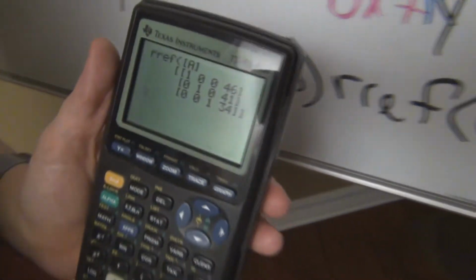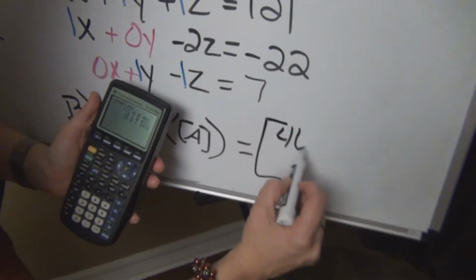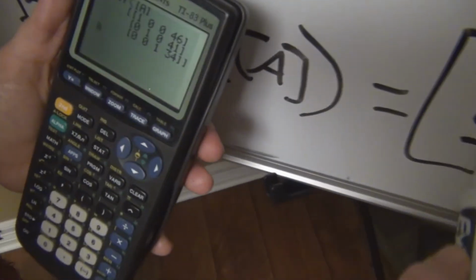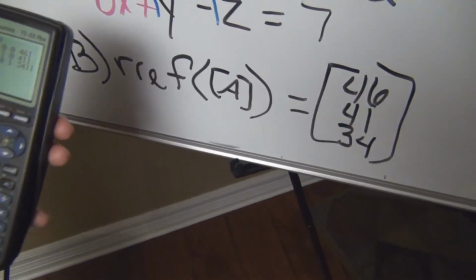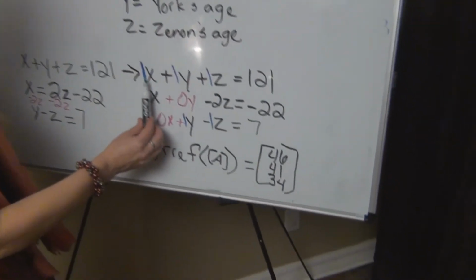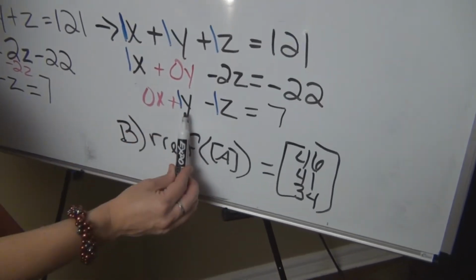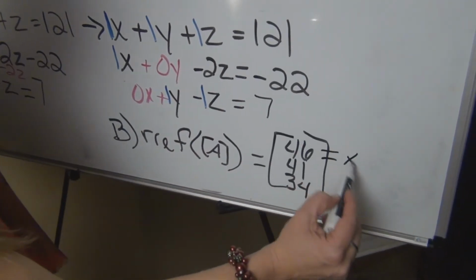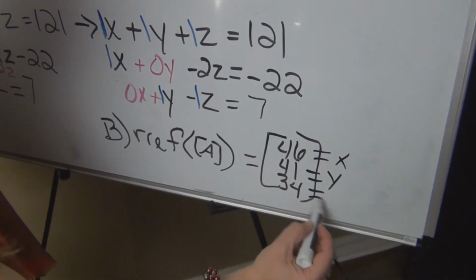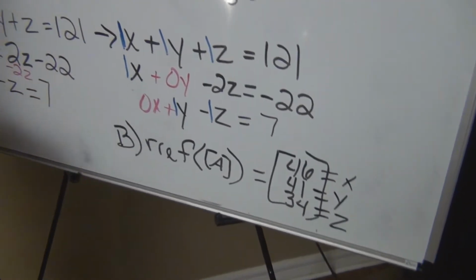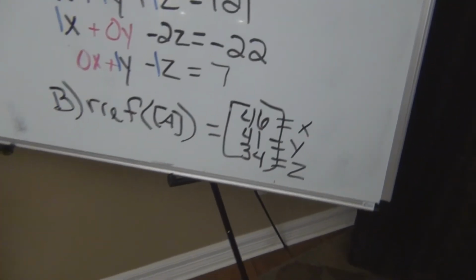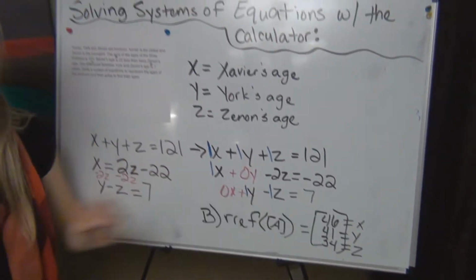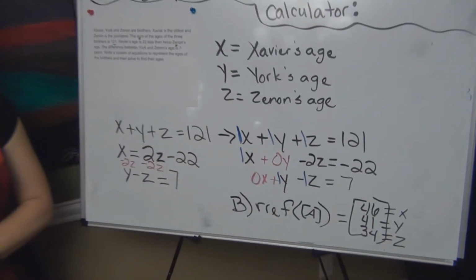So since it tells me in my solution 46, 41, and 34, those are my answers, and they will give me the answers in the same order that I put them in. So notice when I put them in my calculator, I put my x's in first, then my y's, and then my z's. So the first one's going to be x, the second one's going to be y, and the last one's going to be z. So going back to my problem, this tells me that Xavier is 46 years old, York is 41, and Zenon is 34.